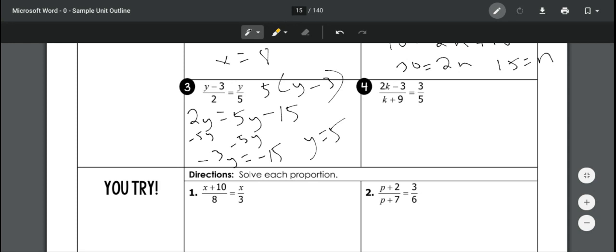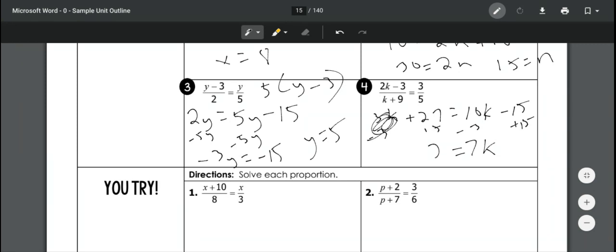Okay, this one, we just have to distribute both times. So we have 3k plus 27 equals 10k minus 15 from the distributive property. Then once we do that, we're back to solving the equations like we did in the last lessons. So I'm going to minus 3k just because I like to keep them positive. So that's 7k. And then since I got rid of this on this side, I'm going to get rid of this on this side at the same time by adding 15. And then k equals 6.